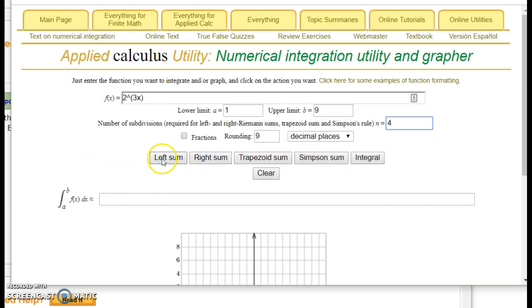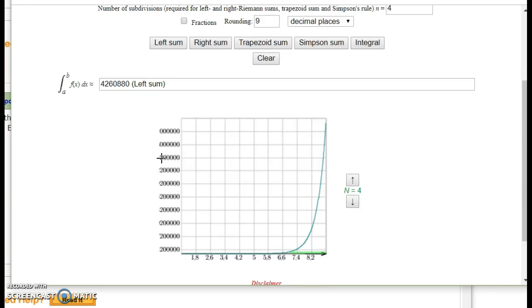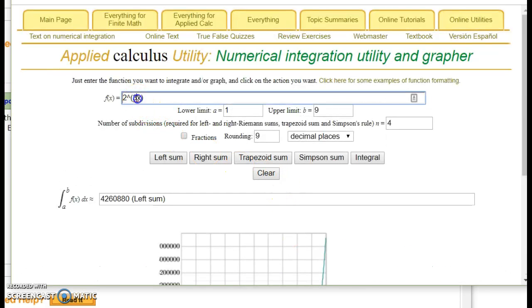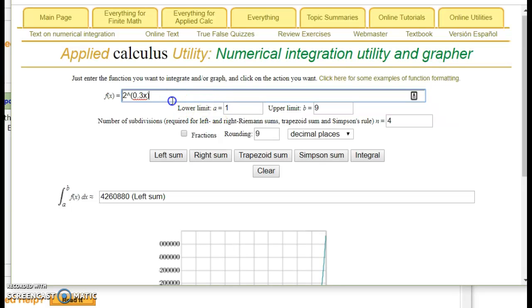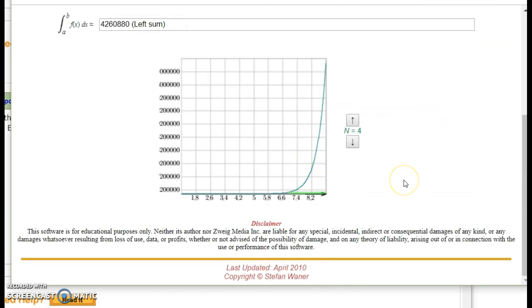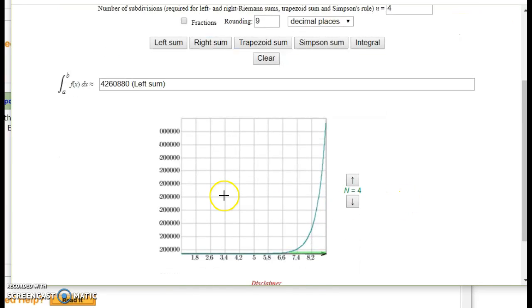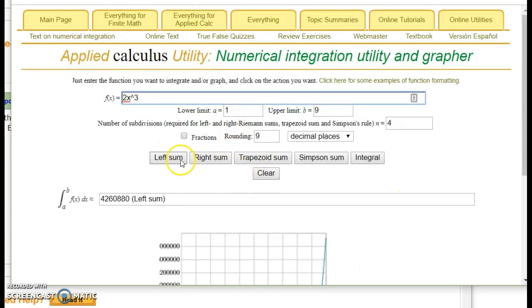What would happen if we went with the left sum? Well, those are some really big numbers. How about I do 0.3 so we can actually see it? Okay, come on, enter. There you go. Nope, still hard to see. 2x cubed. That's something. There we go.